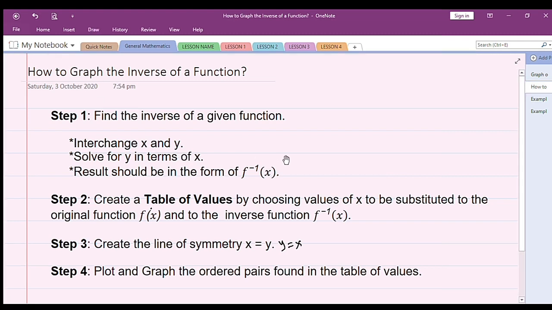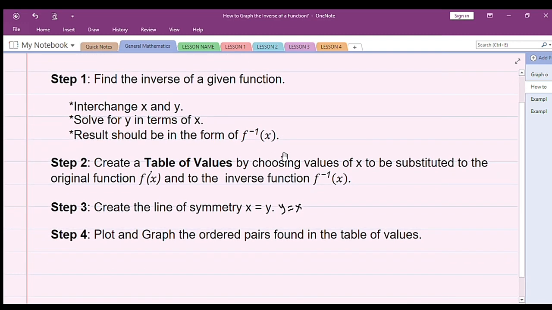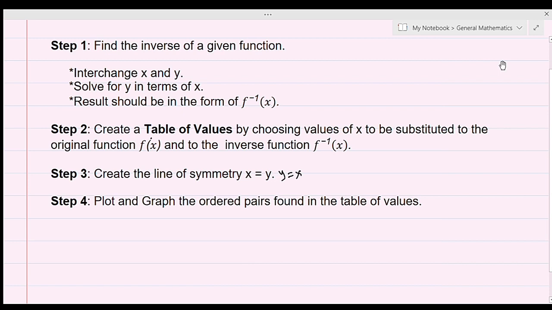Here are the steps. The first step is to find the inverse of the given function. To find the inverse of the given function, we need to interchange x and y. After we interchange, we need to solve for y in terms of x. Then we need to show that the result of our inverse is in the form of f raised to negative 1 of x, as denoted, so that we know our answer is an inverse of the original function.